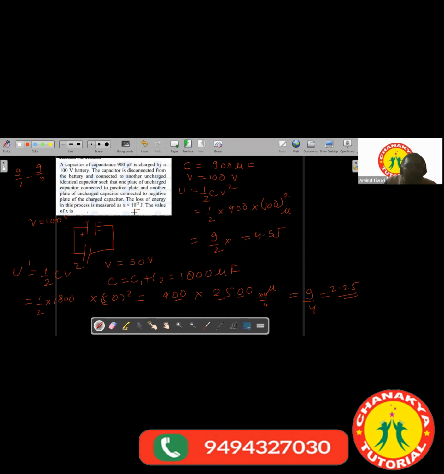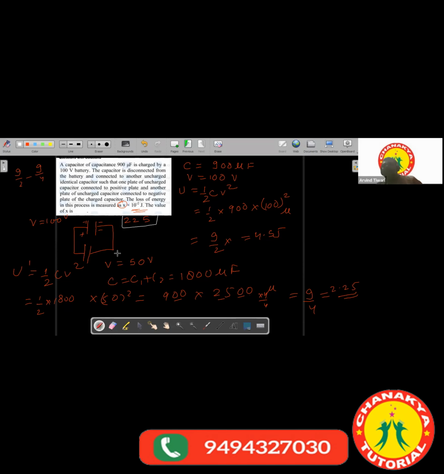So why have they given 10 to the power minus 2? If they give it 10 to the power minus 2, then obtaining the loss of energy here, it should be 4.5 minus 2.25, you get 2.25 as the energy. Now, if you write here 10 to the power minus 2, the value of x should be 225. Since I checked, our calculations are correct. So the value of x comes out to be 225. That is the loss of energy that is achieved during this process.